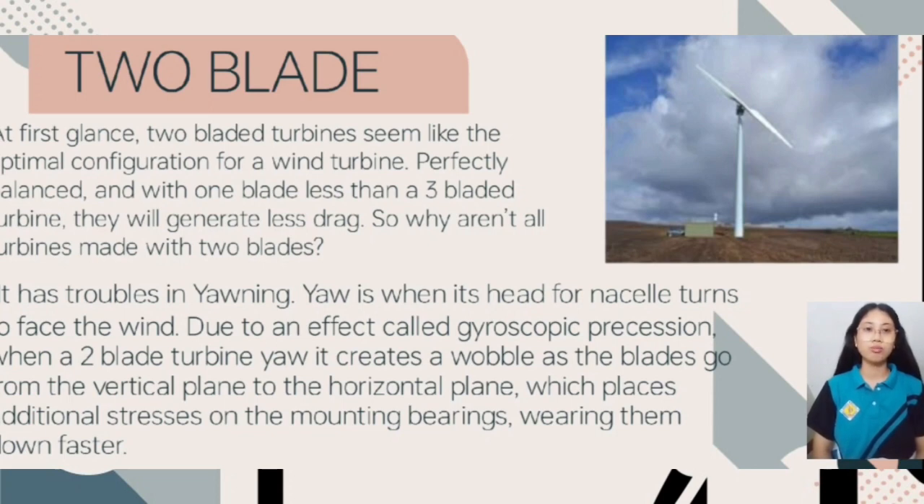And when the 2-bladed turbine yaws, it becomes wobbly due to an effect called gyroscopic precession. When the 2-bladed turbine yaws, it creates a wobble as the blades go from the vertical plane to the horizontal plane, which places additional stresses on the mounting bearings, wearing them down faster.